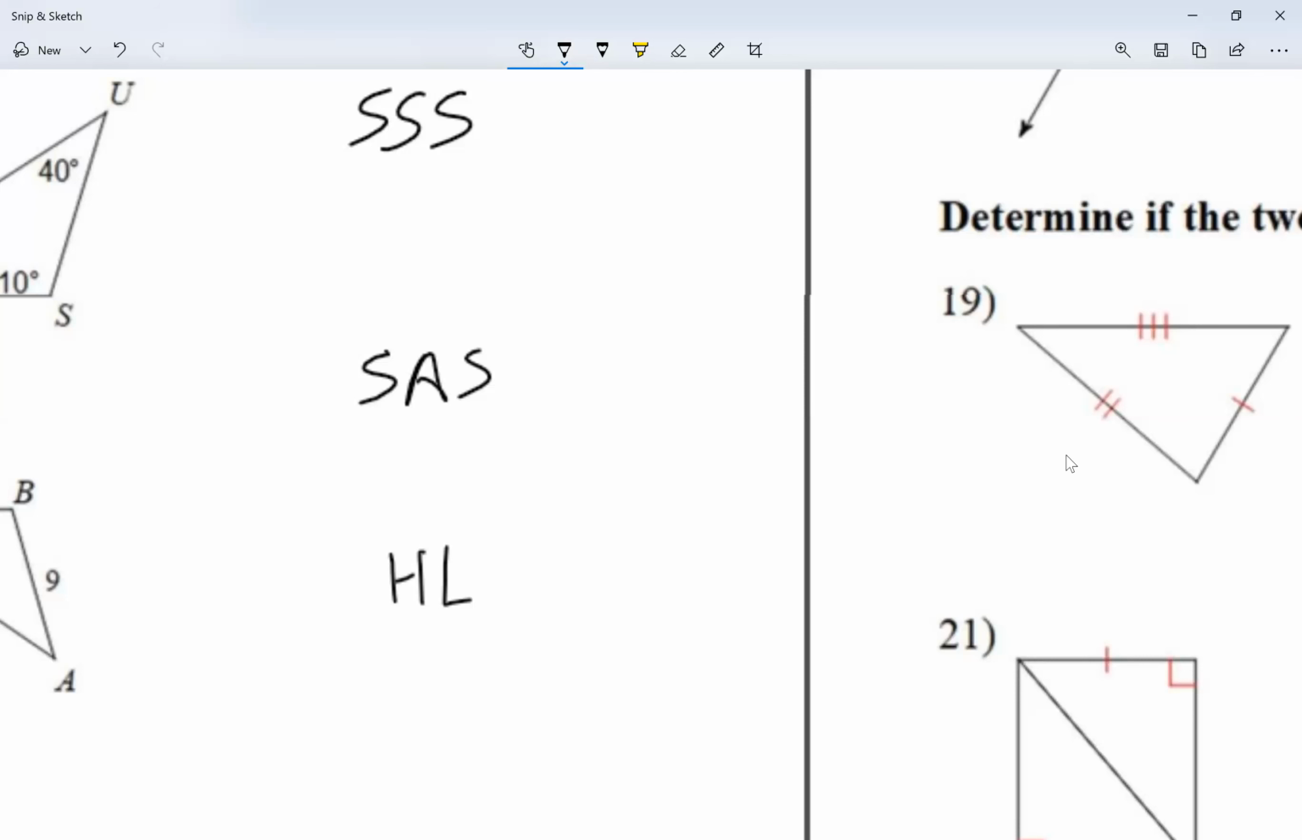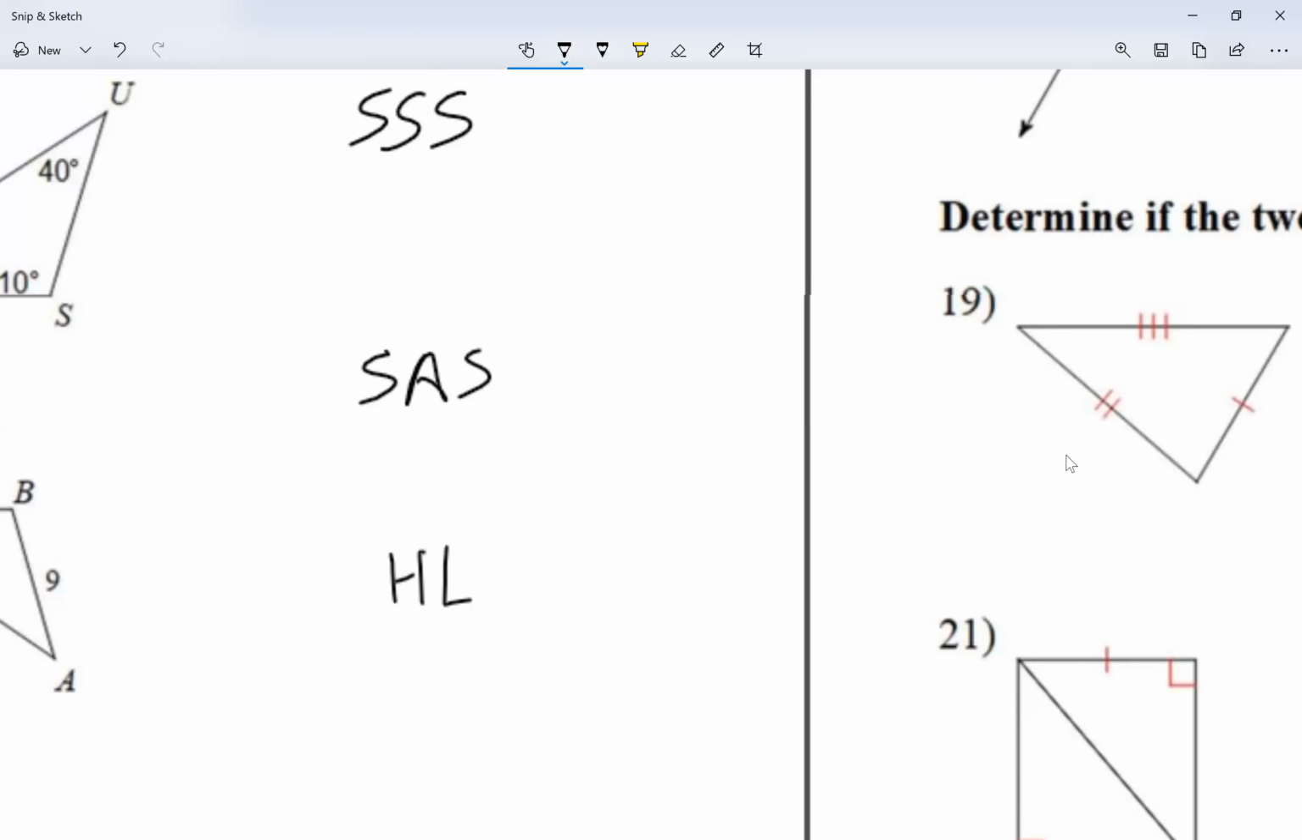Now, when a figure is the same shape and same size, we call that congruent. Because we're talking about triangles, we're going to call this unit triangle congruency. Okay, this part we're going to call triangle congruency.